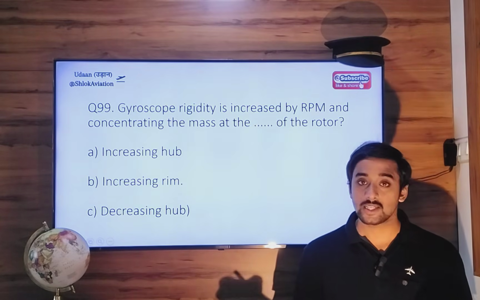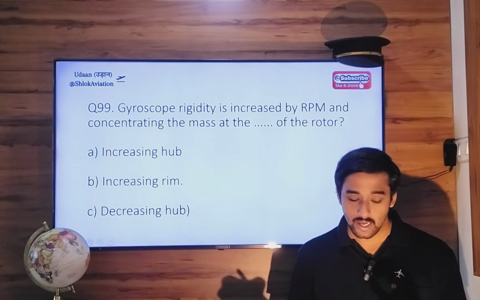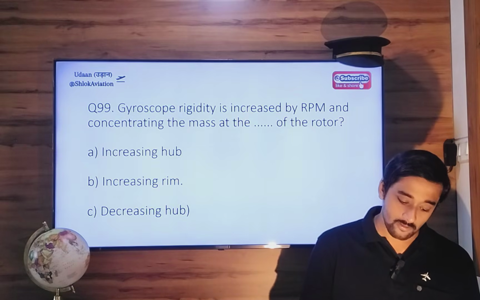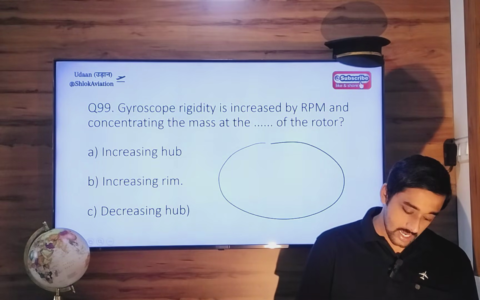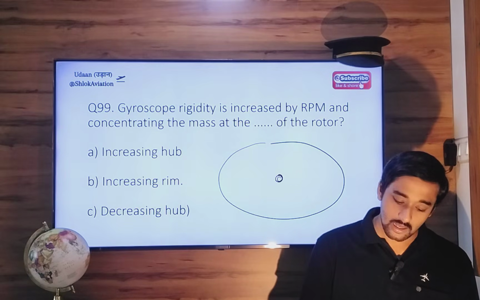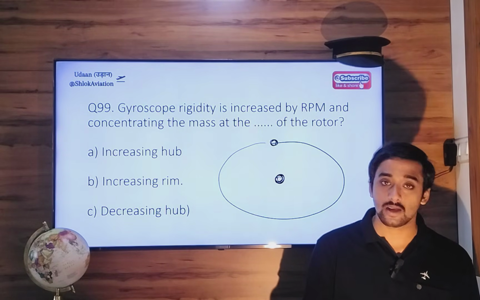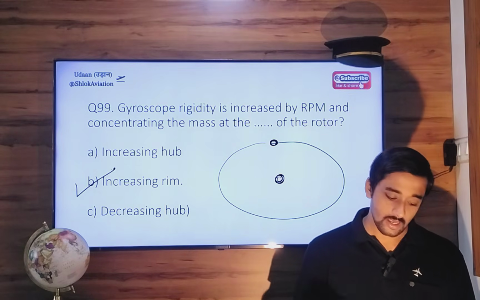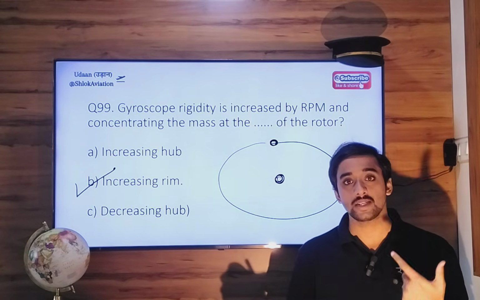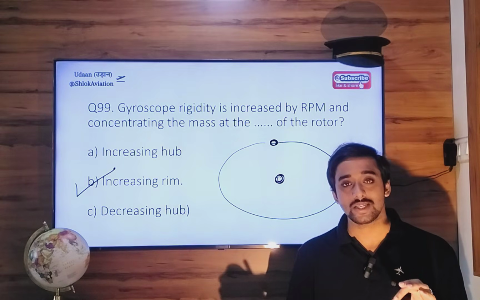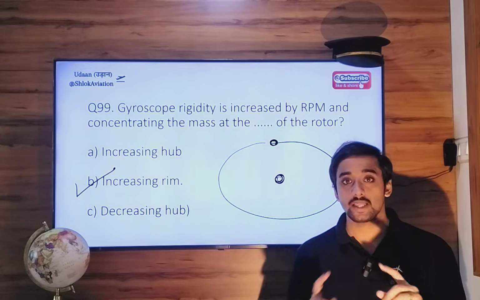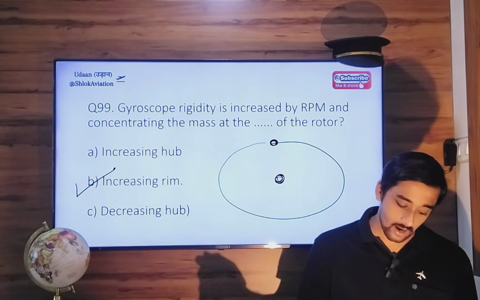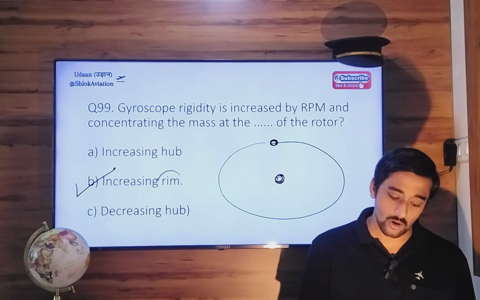Gyroscope rigidity is increased by revolutions per minute and concentrating mass at the rim of the motor. So whether you will concentrate the mass in the center of the motor or somewhere at the periphery, that is along the boundary of the rotor. So the correct answer is Bravo. Gyroscope rigidity is increased by increasing revolutions per minute and concentrating the maximum mass at the periphery of the rotor, the boundary of the rotor. So option Bravo. Rim stands for boundary or periphery.